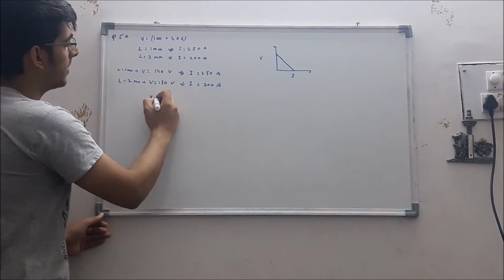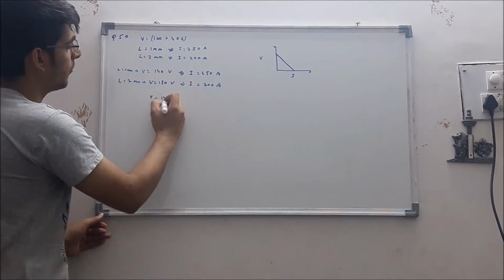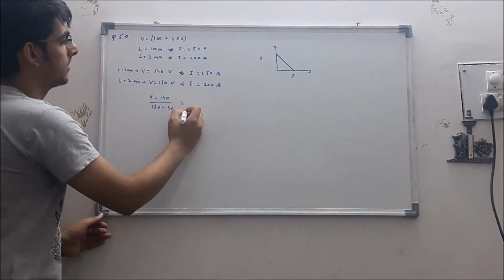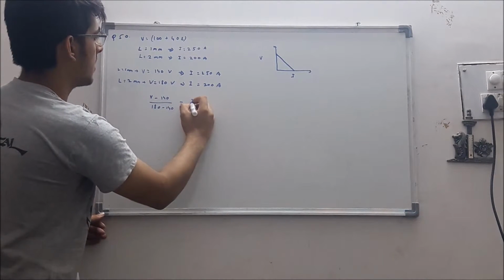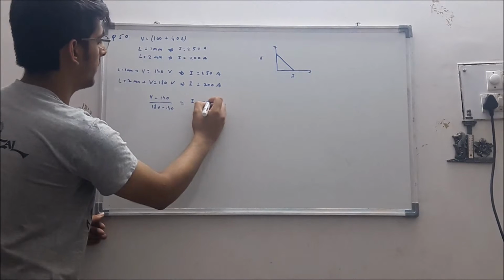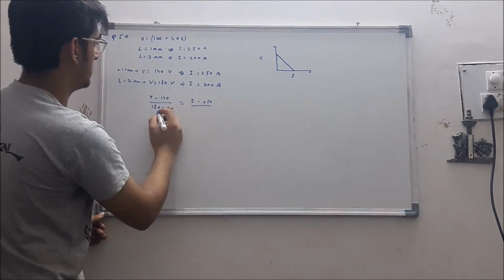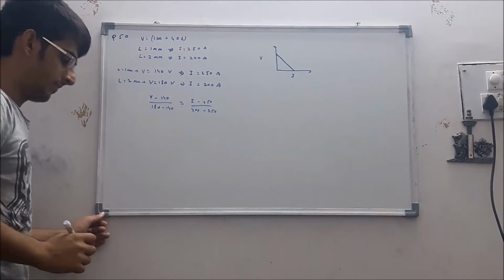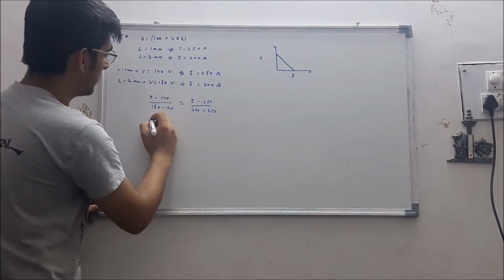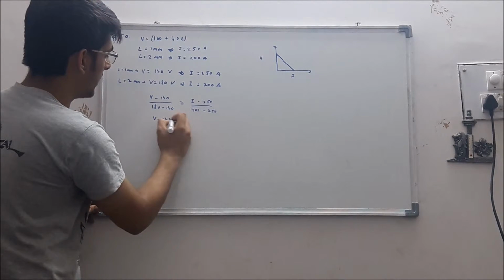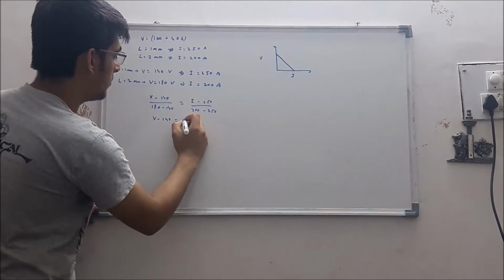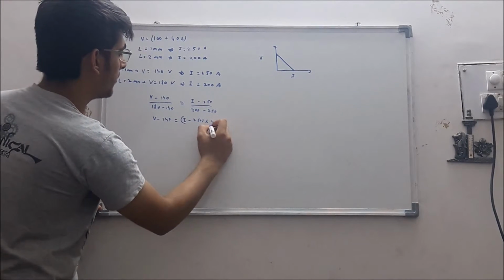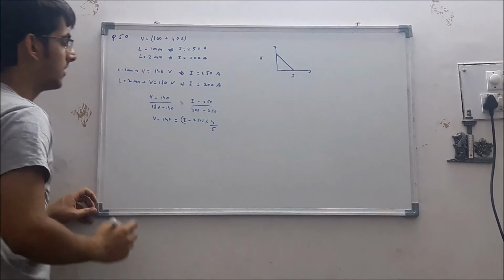It will be (V minus 140) upon (180 minus 140) is equal to (I minus 250) upon (200 minus 250). So this will be V minus 140 is equal to (I minus 250) into 40 by 50. So that will be 4 by 5.